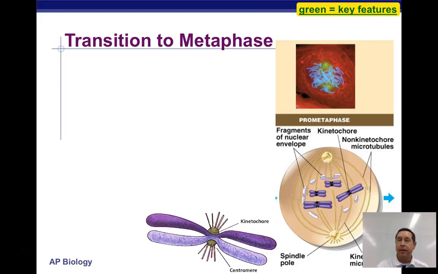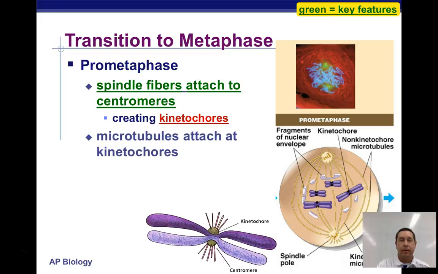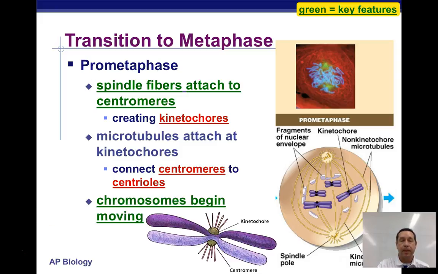The transition to metaphase, or what we call prometaphase, is a term that's probably new. You probably didn't talk about this in freshman biology. This is when the spindle fiber is actually attached to the centromeres. This creates what we call kinetochores, where you have the microtubules crossing across the cell. So the kinetochores connect the centrioles to the centromeres. Again, centrioles in animal cells. And the chromosomes are going to start moving around the cell, but they're not going to line up yet.